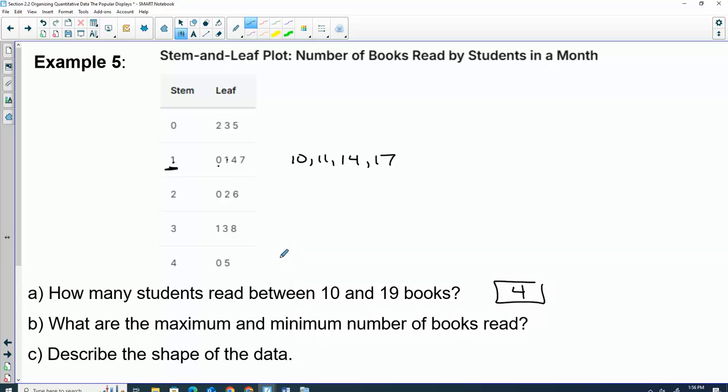Okay, what are the maximum and minimum number of books read? Can you tell me the highest number on this chart? 45. Can you tell me the lowest number on this? Two.